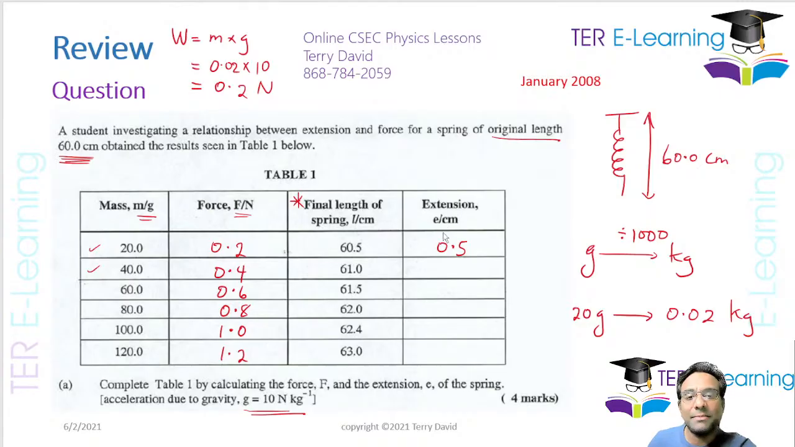And then you're going to do the same thing for all the other readings. So what you're going to get here is 1.0, then 1.5, then 2.0, then 2.4, and then 3.0, right? So you're getting 4 marks here just to complete the table. So keep those things in mind. In this case they wanted force, so we had to use the formula for weight in order to determine the force, right?